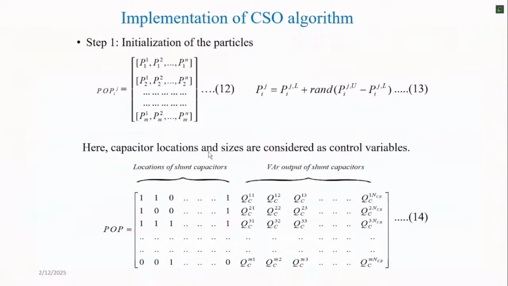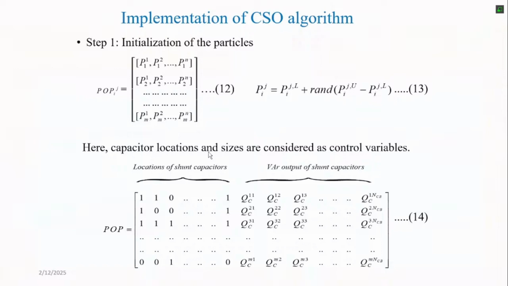Now each member of this population is generated based on these equations. For the first one, the value is supposed to be P of j equals lower value plus random times upper boundary minus lower boundary. Based on that we generate the initial population for the first row, first column. Similarly we calculate for 1,2, 1,3 up to 1,n, and for all of the population we generate based on this equation.